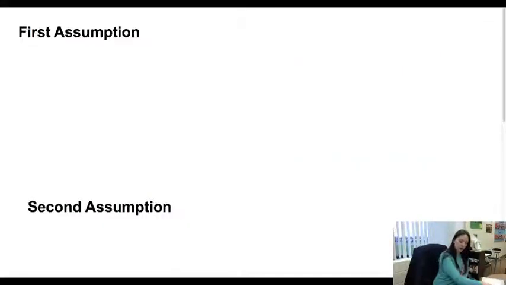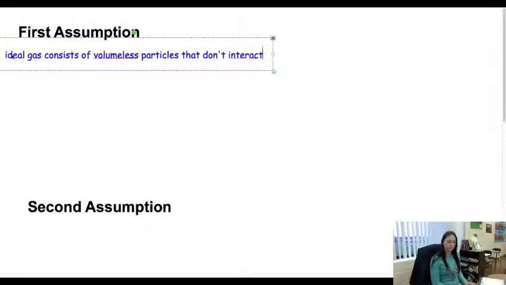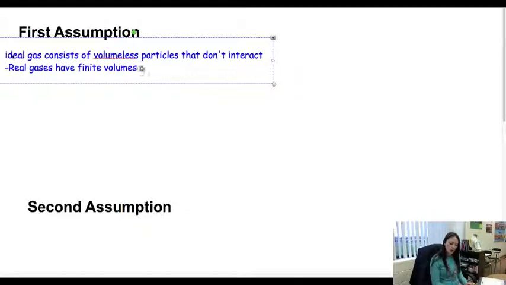So the first assumption we're going to look at here for the kinetic molecular theory, and one we're going to fix a little bit, is where an ideal gas consists of volumeless particles that don't interact. But real gases have finite volumes, meaning they have a volume and they take up space. All right, therefore, actual container volume is less than in the ideal gas law.